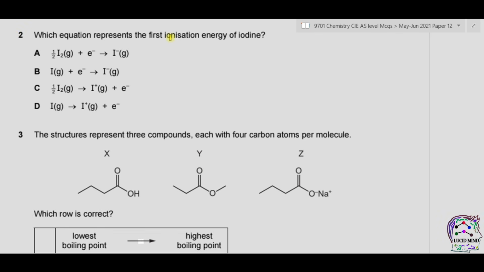Question 2. Which equation represents the first ionization energy of iodine? Now, ionization energy is the energy required to remove an electron from the outermost shell of an isolated gaseous atom. And first ionization energy would be the energy required to remove first electron from isolated gaseous atom. Now, isolated gaseous atom is always in gaseous form as it is given.